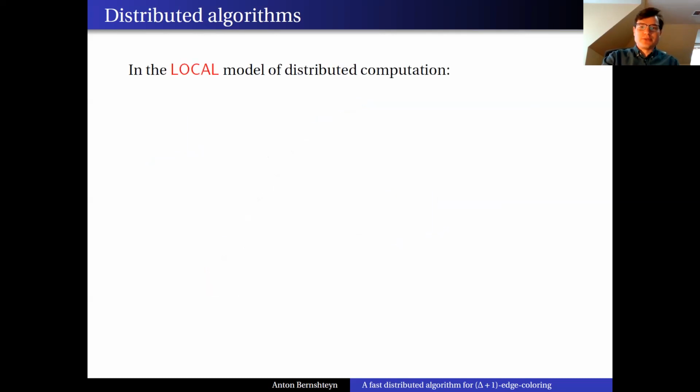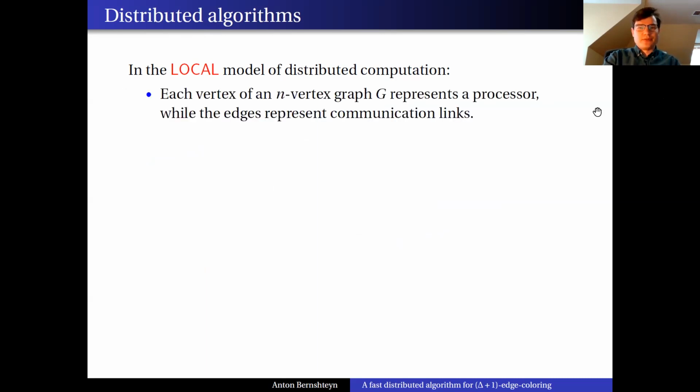So just to put everything in writing and be a bit more precise, we're studying the model of distributed computation called the LOCAL model. It's often stylized like this, in all capitals. And it was introduced in the late 80s and early 90s by Linial, especially, and some other researchers. So we are operating on a graph G, which has n vertices. Throughout the talk, n will denote the number of vertices in G. And we think of every vertex as representing a processor, while edges represent communication links.